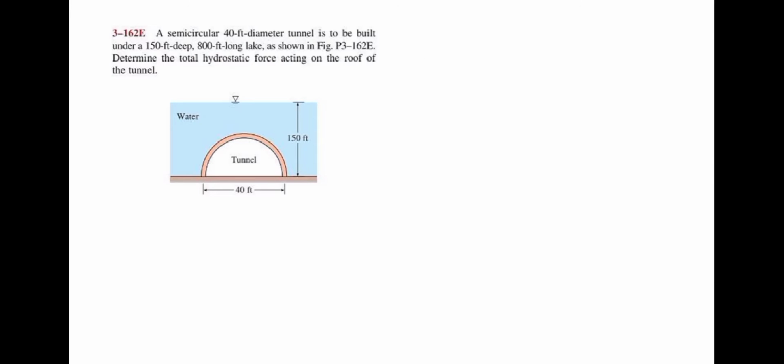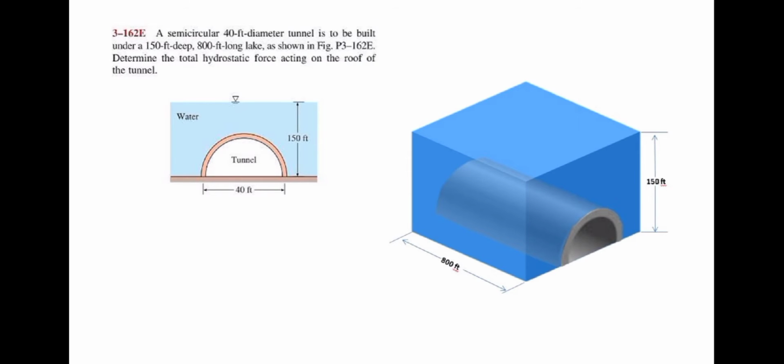In the figure, we can see the projected area of our tunnel. It is semicircular and built 150 feet underwater. Now, let's turn it into its isometric view to better understand the situation. There. That is how it looks when viewed isometrically. Now, the problem wants us to determine the total hydrostatic force acting on the roof of the tunnel. In solving this, let us assume that atmospheric pressure acts on both sides of the tunnel.